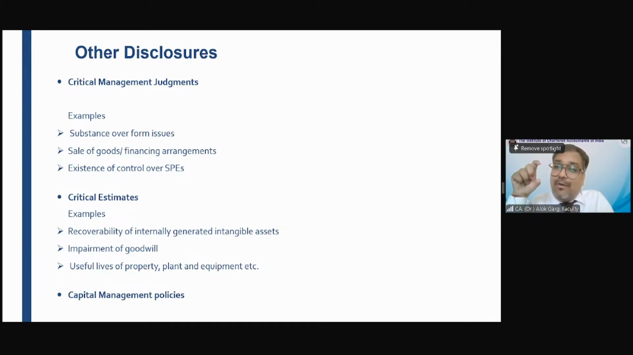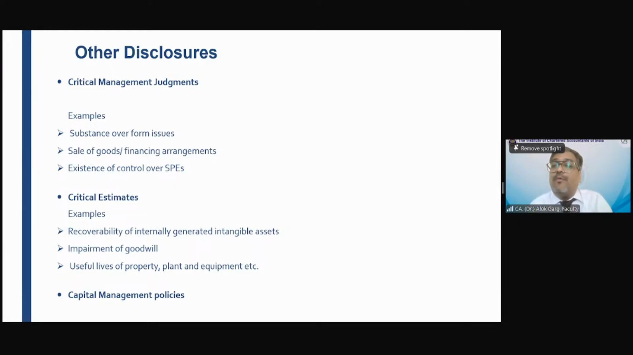So what is your net block? Your net block consists of gross block minus accumulated depreciation. So your net block, the number which is there in the balance sheet, is it a best estimate number or is it an accurate number? It is a best estimate. Right? So friends, Ind AS 1 says that in addition to accounting policy, wherever the best estimates are there, you have to provide the critical management judgment and estimate in the notes to accounts.